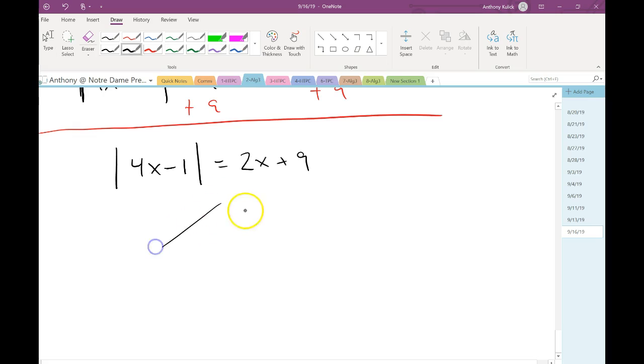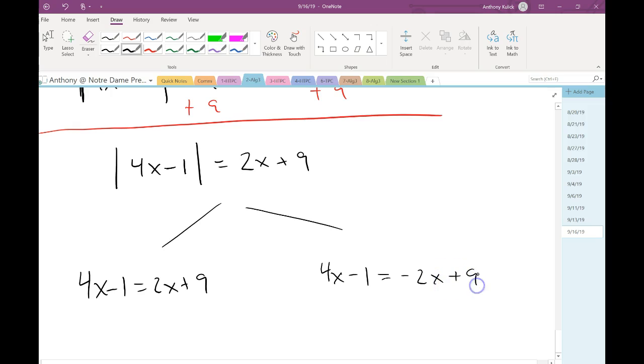Okay, so just like before, we're going to break this into two separate equations. So the first equation, we just drop the absolute value and copy everything else exactly. It's in making the second equation that the majority of students would make a mistake. Even when I point out to them that this is a place that lots of mistakes get made, they still go ahead and make the same mistake. So the mistake would be if I wrote 4x minus 1 equals negative 2x plus 9. That is wrong. Why is that wrong? Elena?